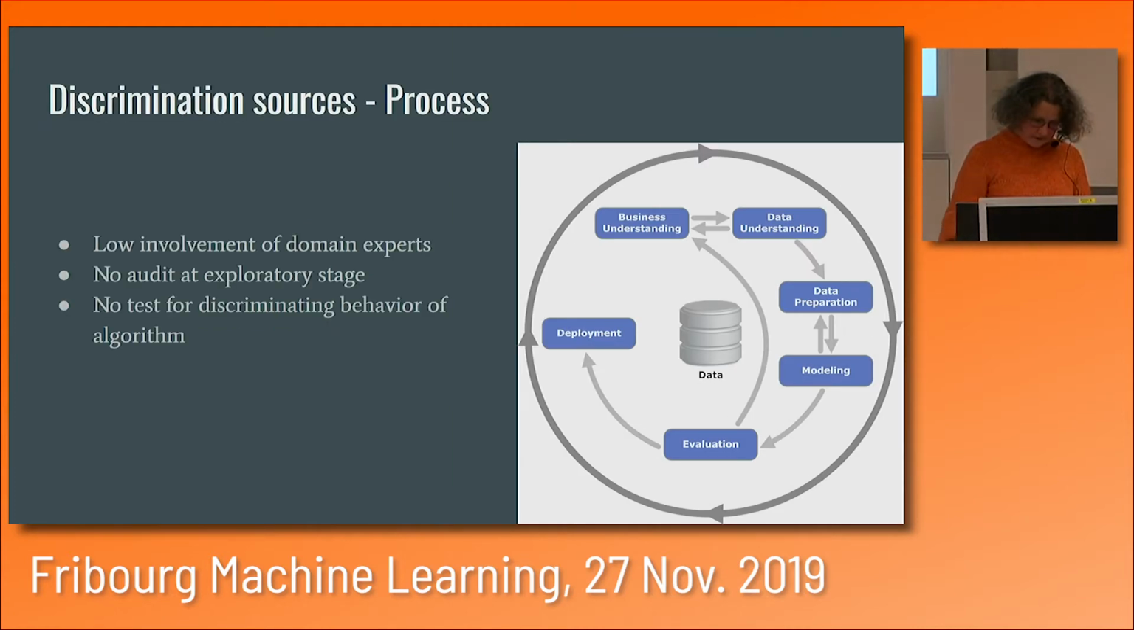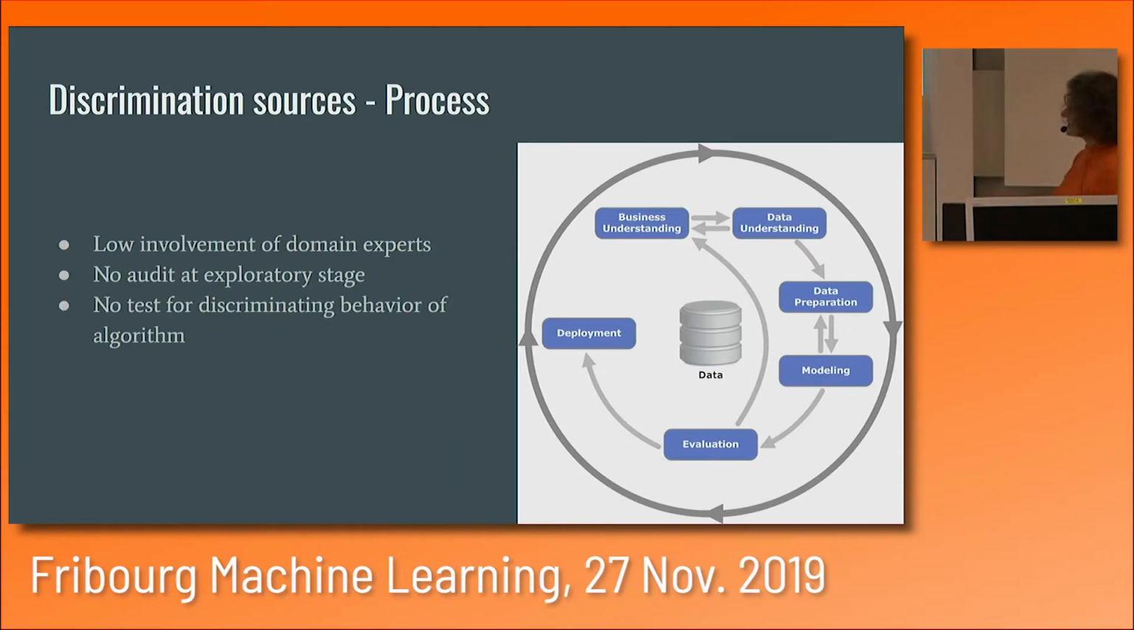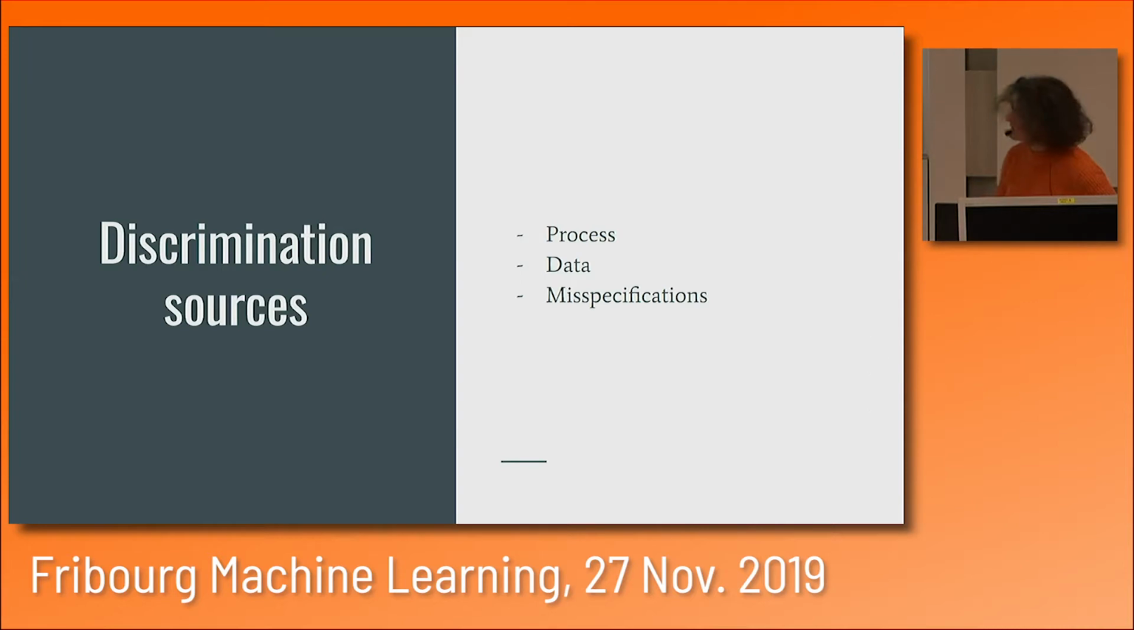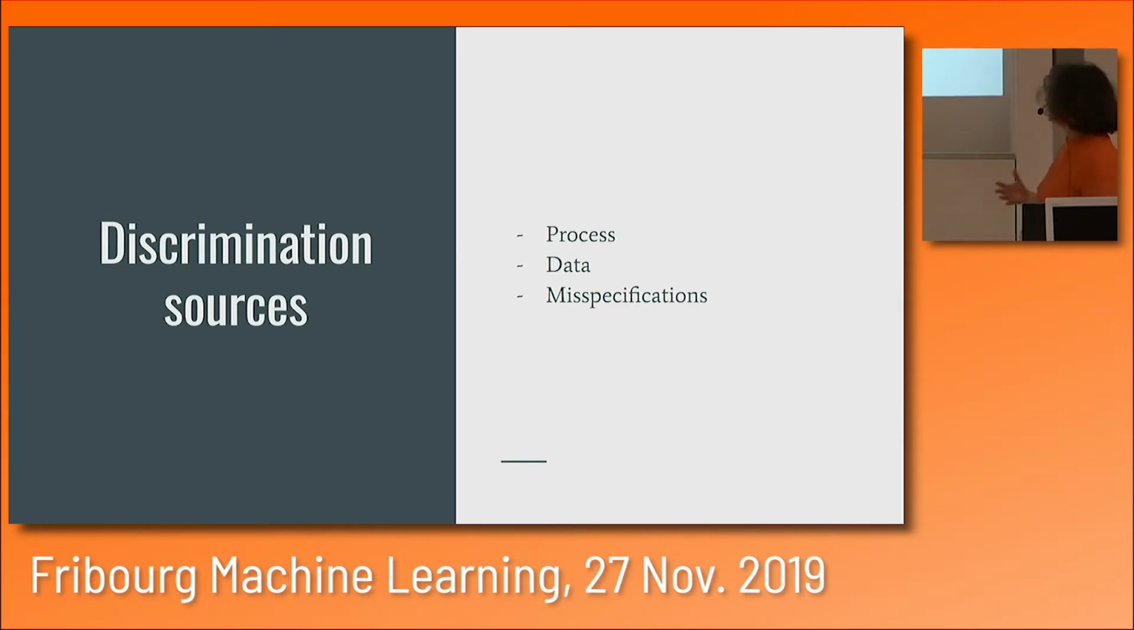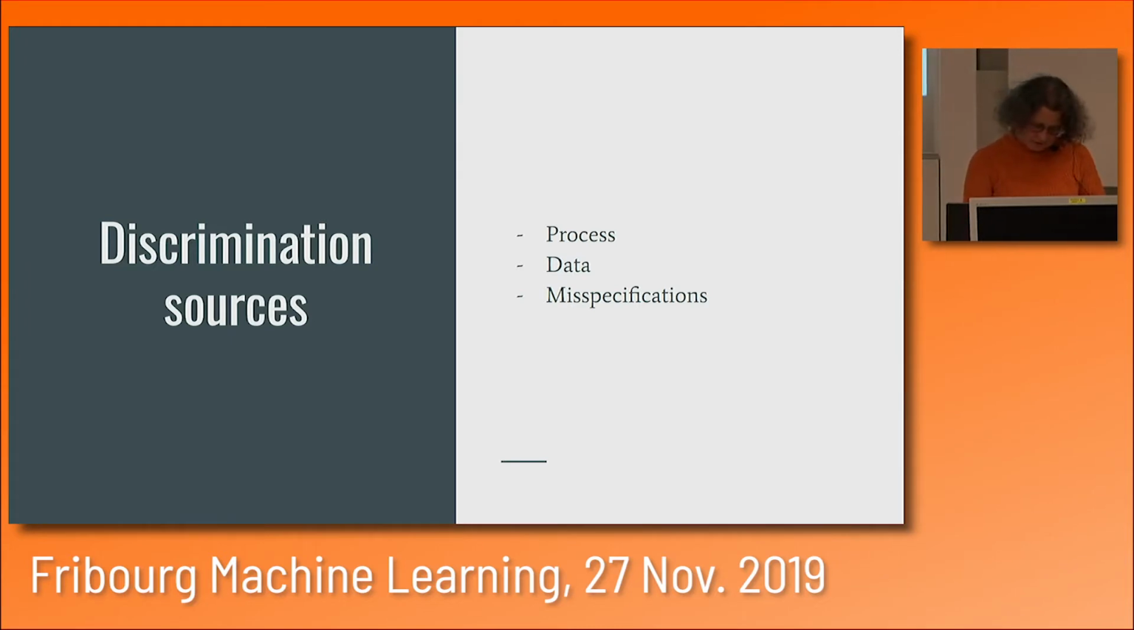So, discrimination sources. Maybe I went a bit too quickly. Three main sources: the process of data science itself, the data, and the misspecification in the machine learning model. So that's from the most obvious to maybe the least obvious sources of discrimination.